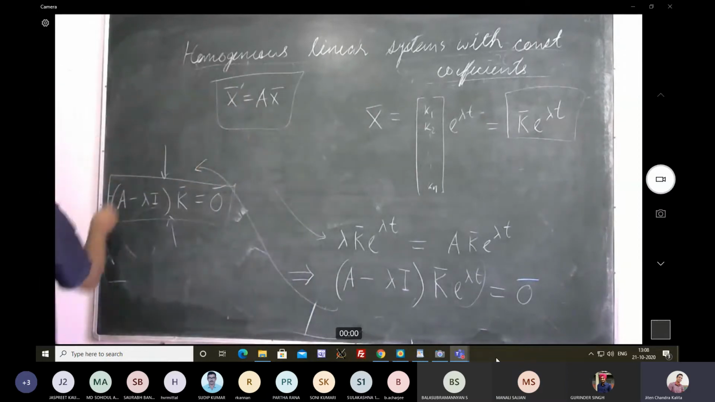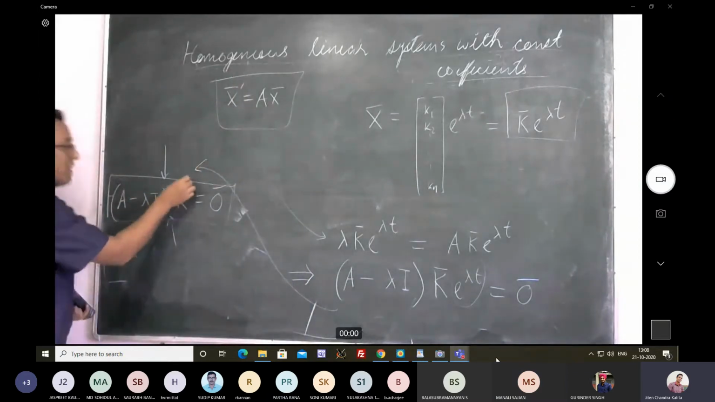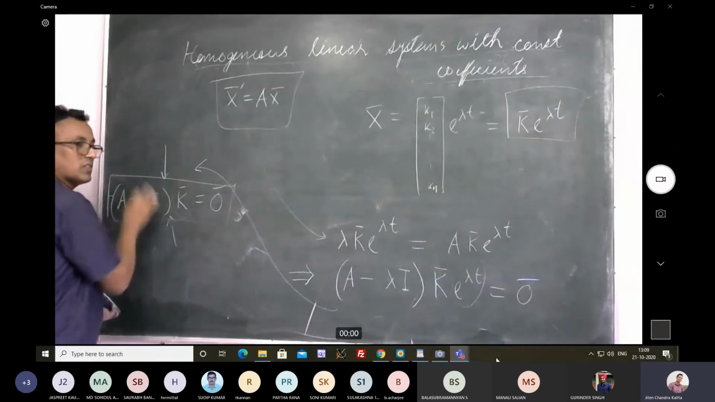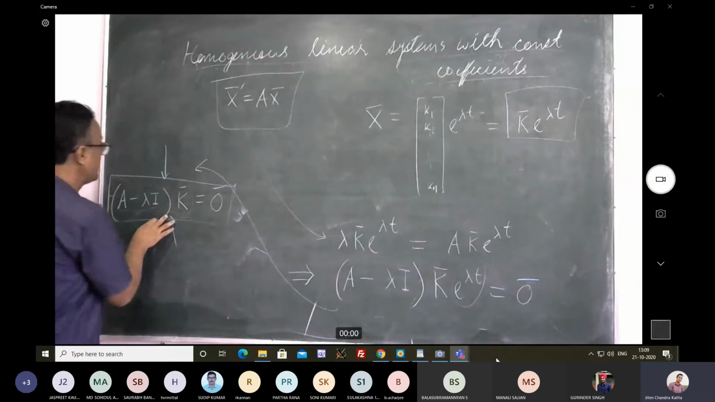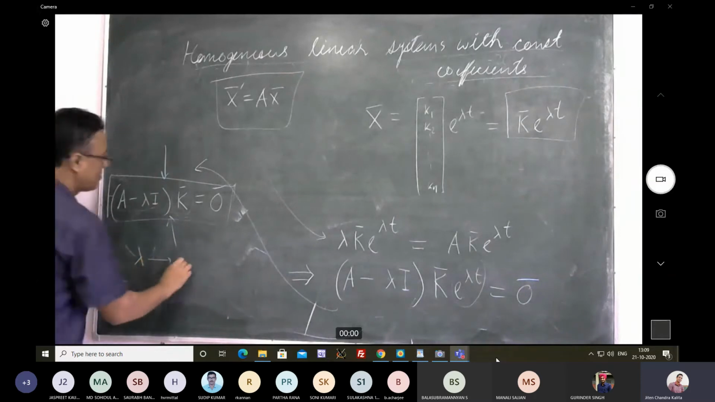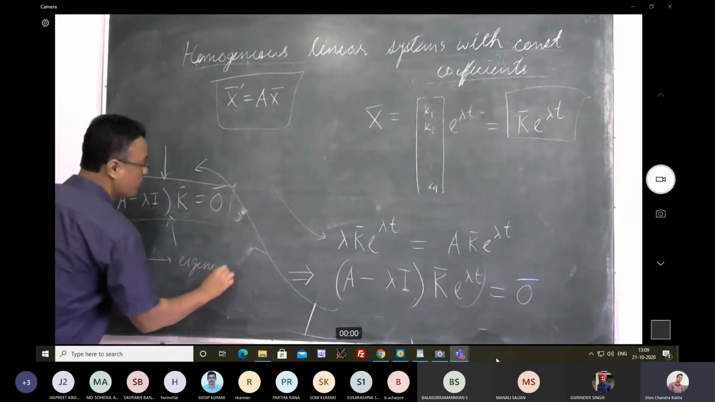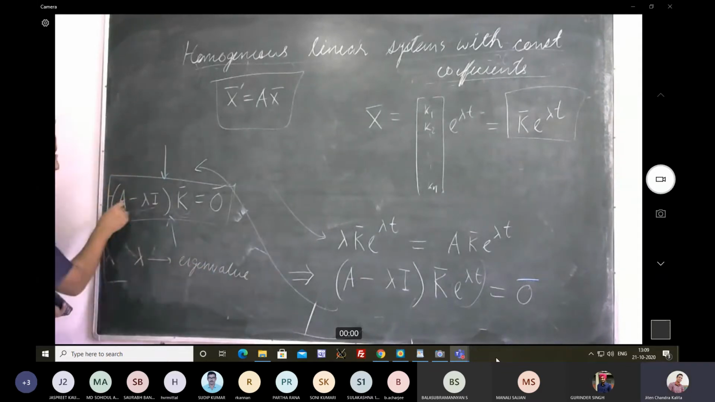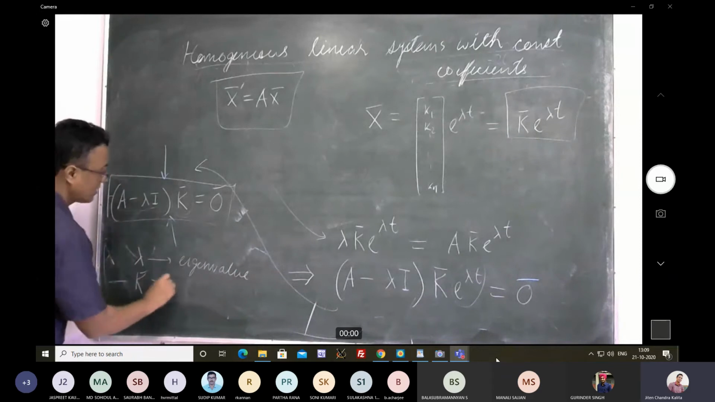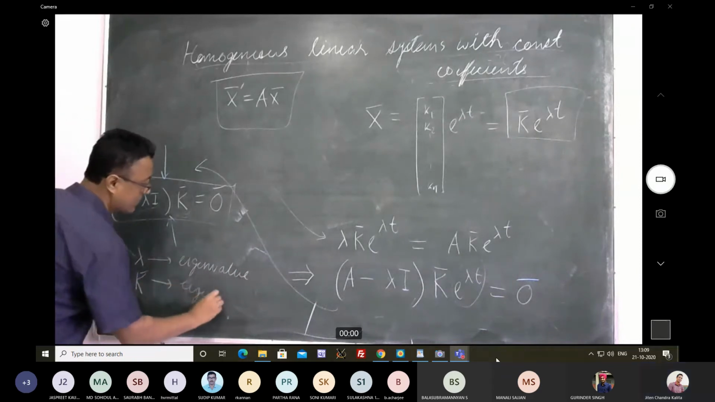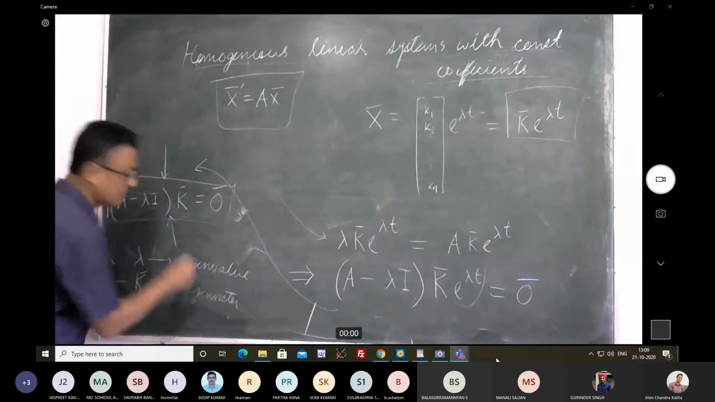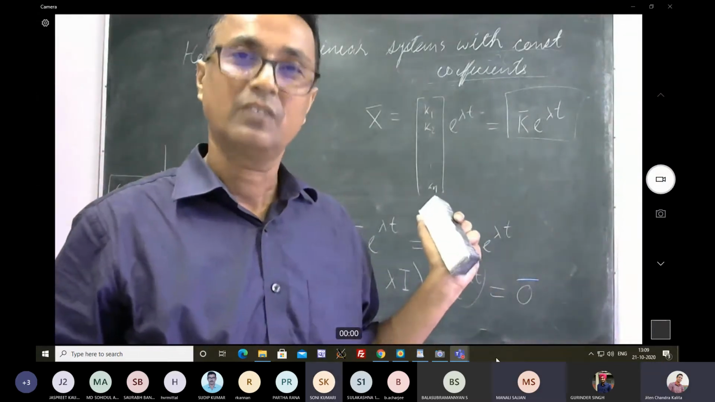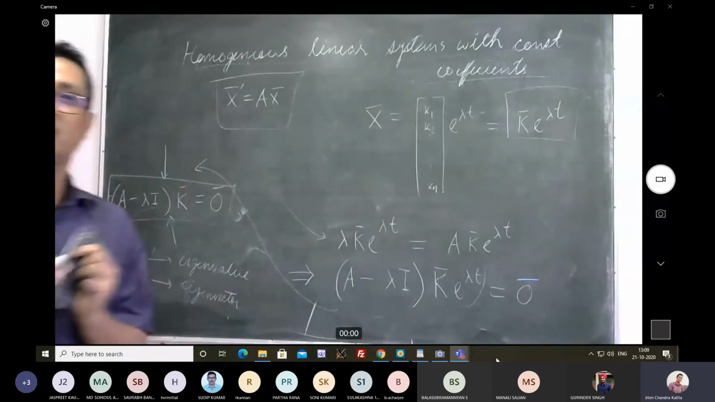Because you know that if I can find a non-zero vector k such that this relation is satisfied, then your lambda is nothing but an eigenvalue of the matrix A with corresponding eigenvector k. Right? Is it okay with everybody?